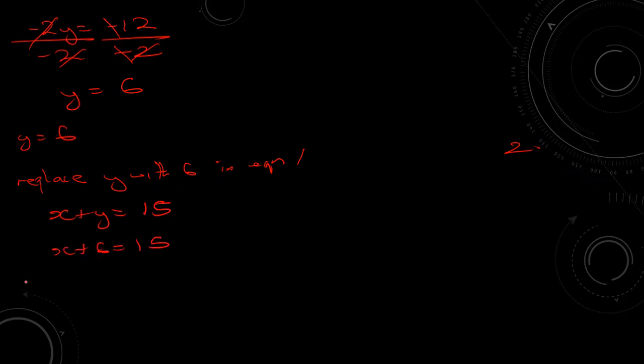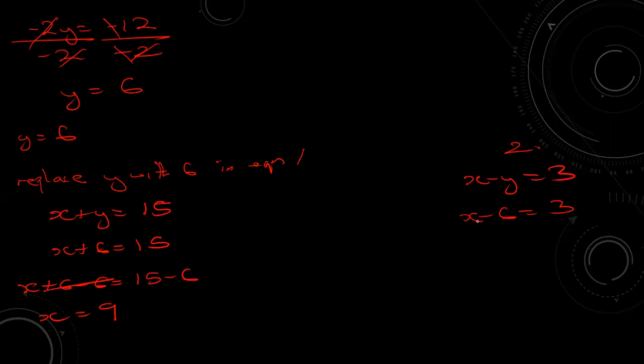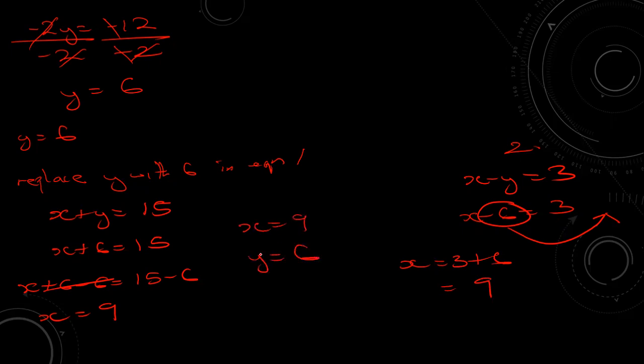We can subtract 6 from both sides. So x plus 6 minus 6 equals 15 minus 6. This cancels out, so x equals 9. If we want to do it in equation 2, x minus y equals 3, so x minus 6 equals 3. I'll use the other way: we can move this plus 6 to the right-hand side, and the operation will change. It becomes plus. x equals 3 plus 6, so x equals 9. It means that x is 9 and y is 6.